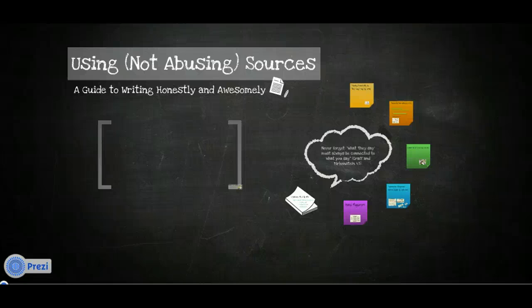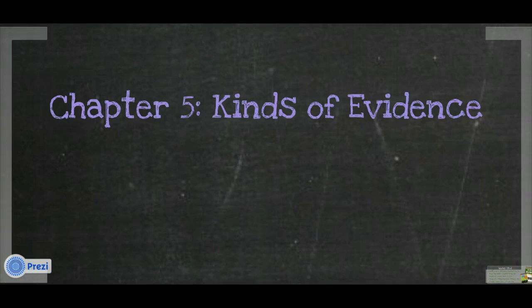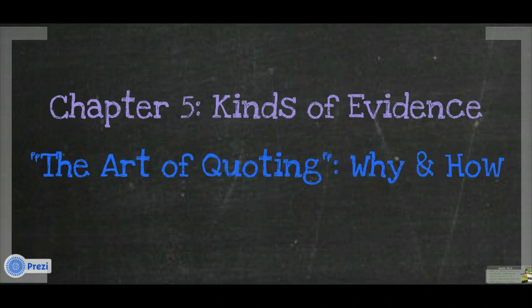Hi, this video is going to be about using and not abusing sources. You notice that this week I had you look at three different sources. First, I had you skim chapter 5 and look for kinds of evidence that you could possibly use in your paper. Then I had you read The Art of Quoting, which is from the book They Say, I Say by Gerald Graff and Kathy Birkenstein, and this book really focuses on why and how we quote.